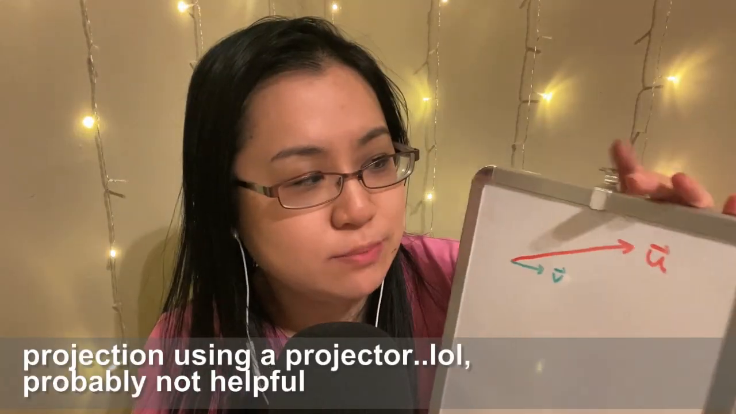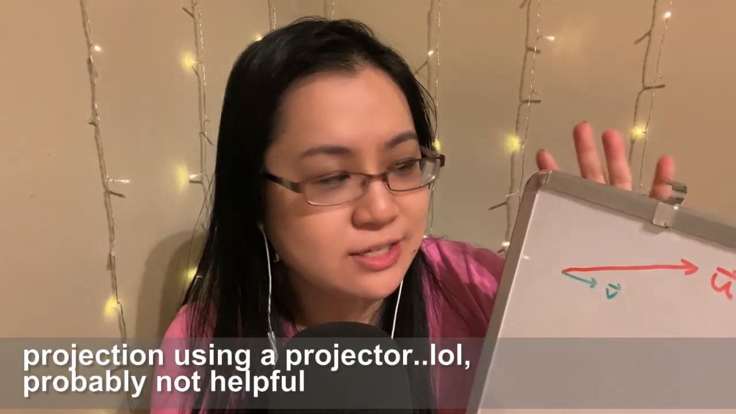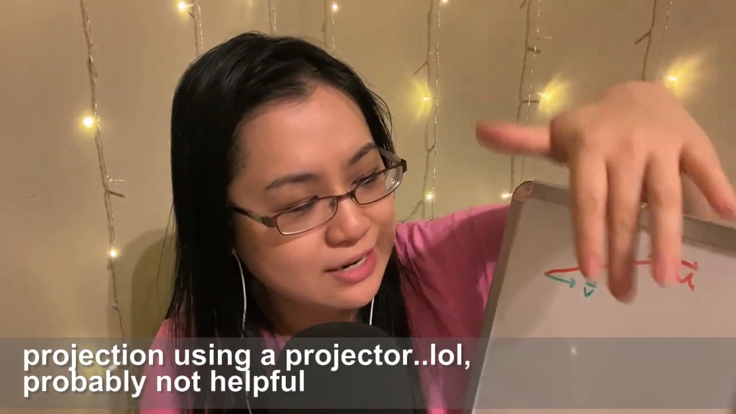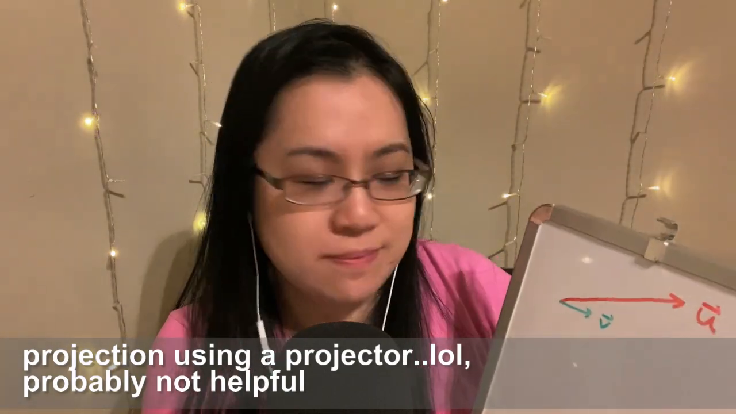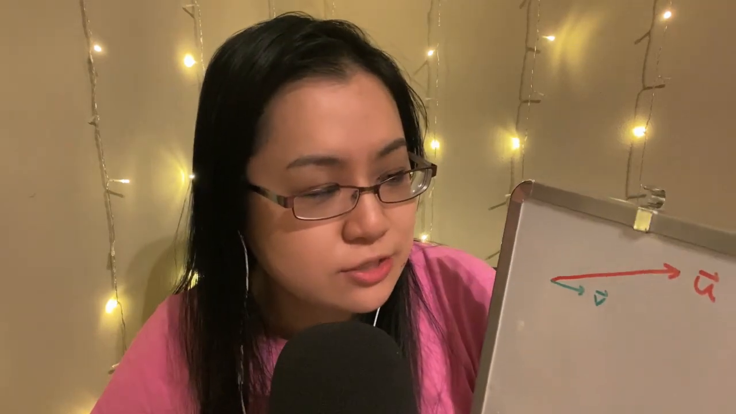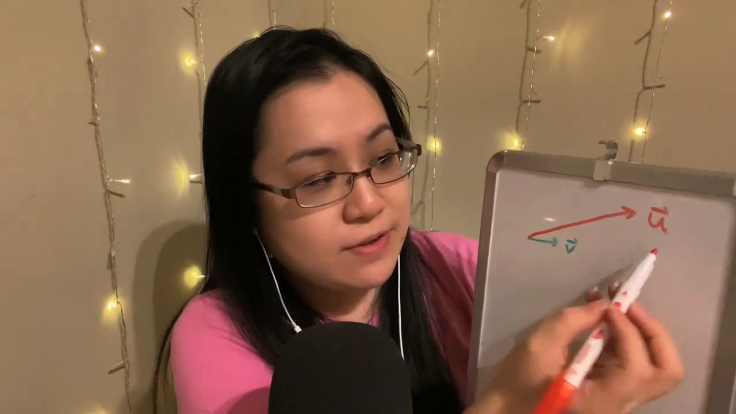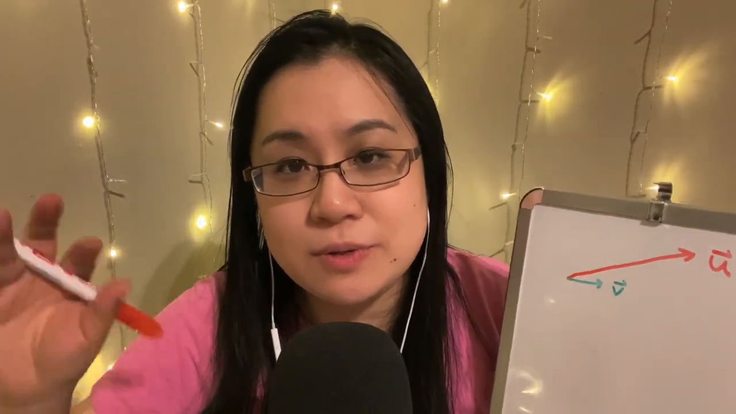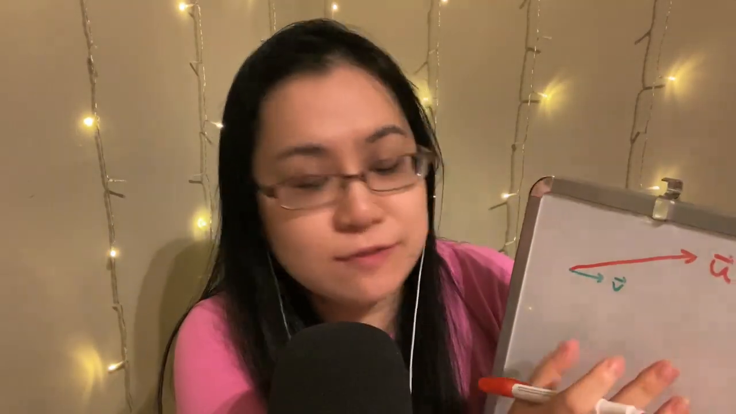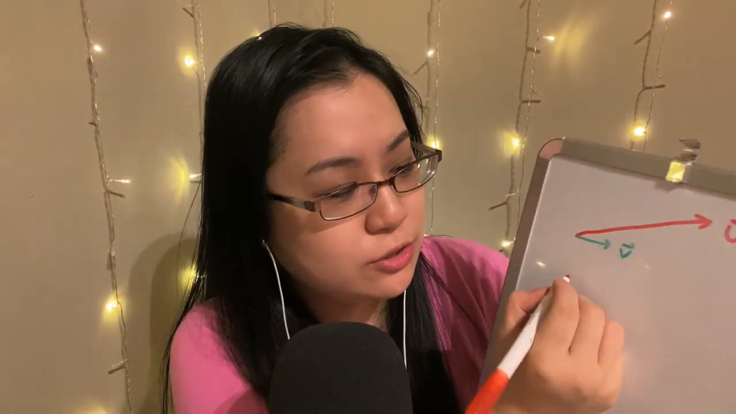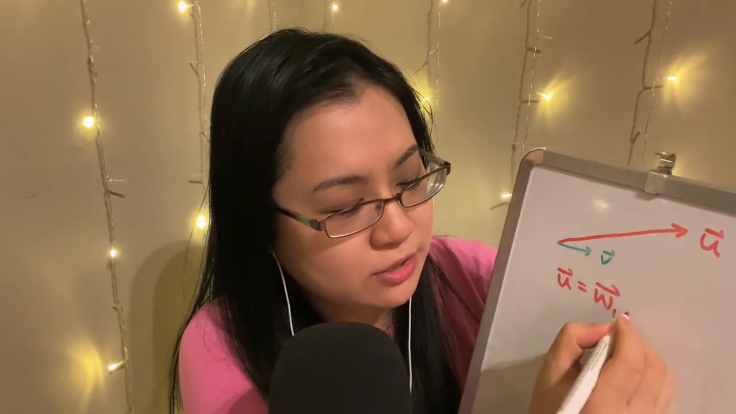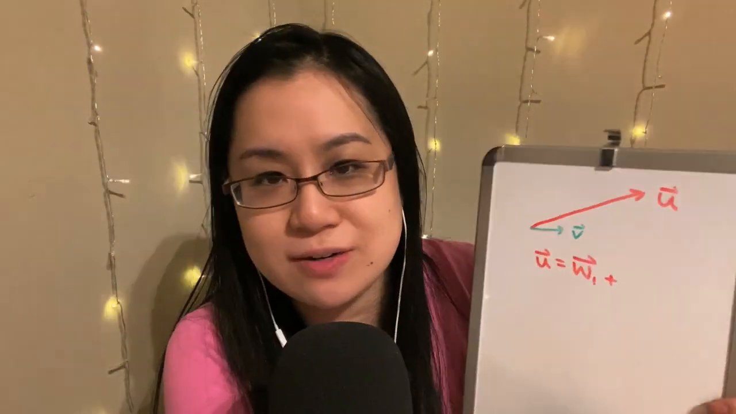So what it means to project, intuitively, it kind of makes sense. You're putting a projector, like you can project this thing down onto V in a way. By definition, what it means is we are going to try to break U, my vector U, into two vectors. So it's going to be a sum of two other vectors. It's going to have two components. So U is going to have one component, and we're going to call it W1.